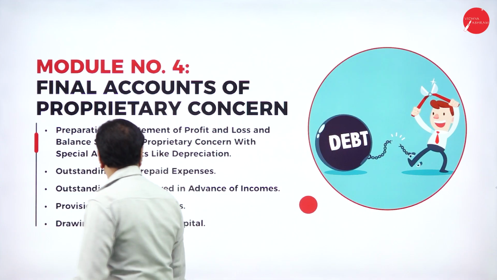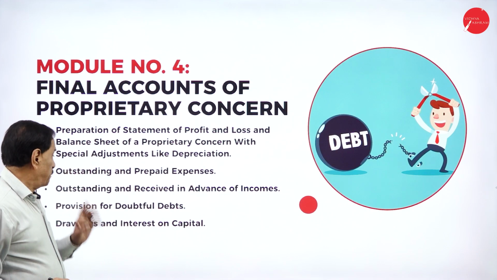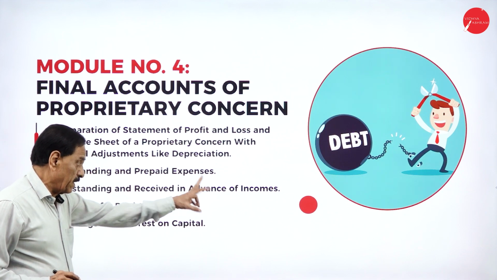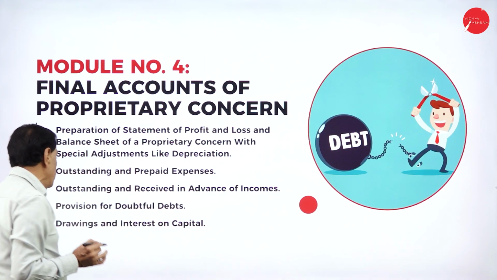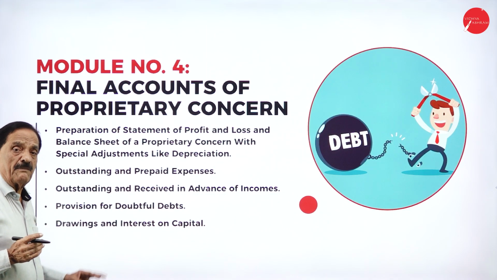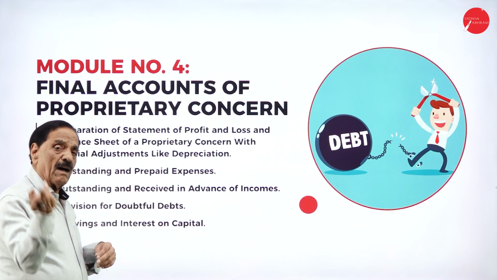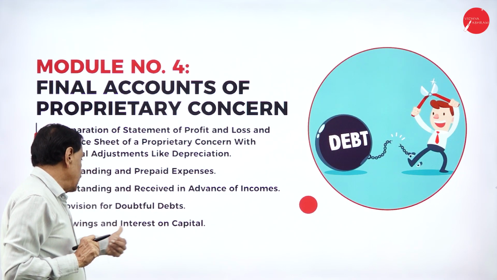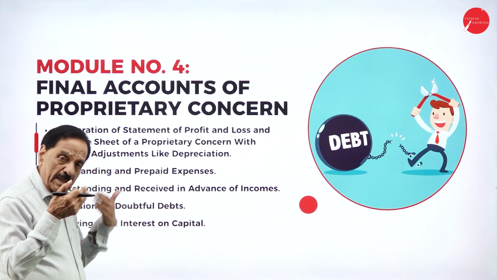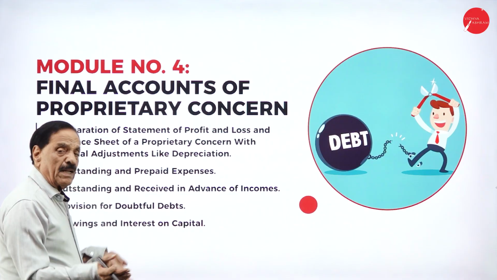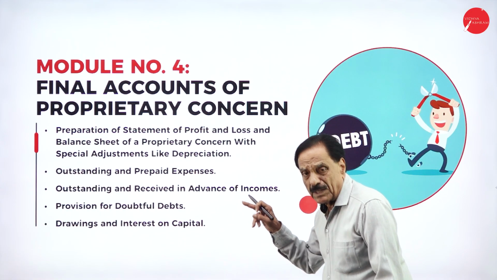a special adjustment like depreciation, outstanding and prepaid expenses, outstanding and received in advance of income, one side as expenses, one side as an income, provision for doubtful debt, which is considered as RBD, reserve for bad and doubtful debt on the debtors, drawings and interest on capital. We are going to say what is drawing, what is interest on drawing, what is capital, what is interest on capital. We go very detailedly when you are solving the problem.